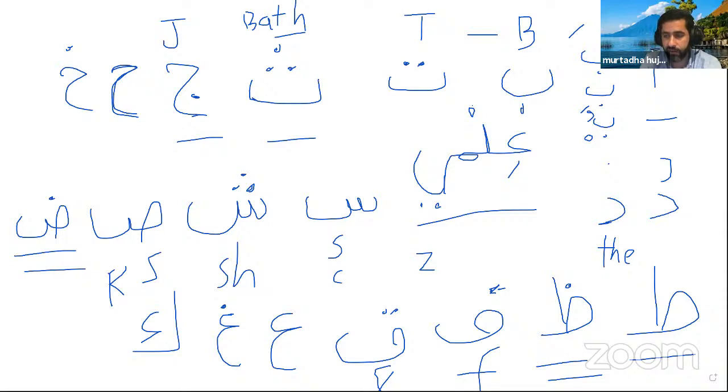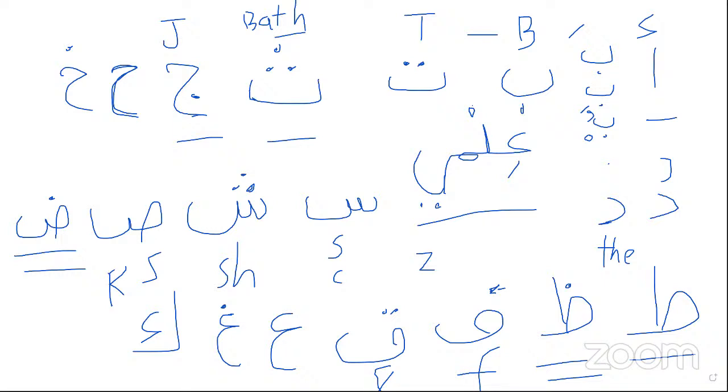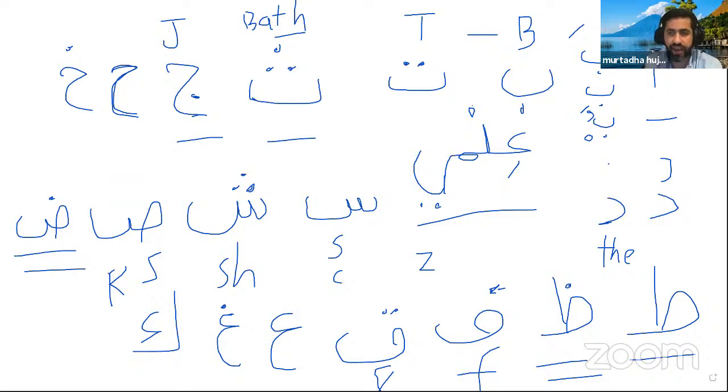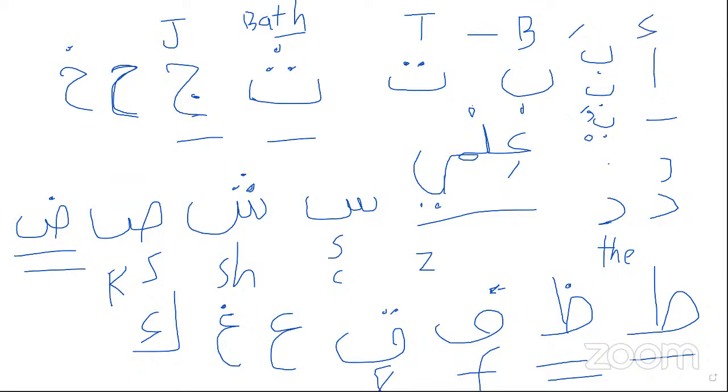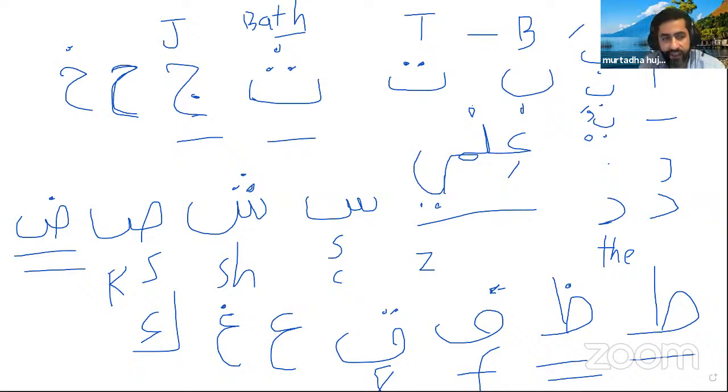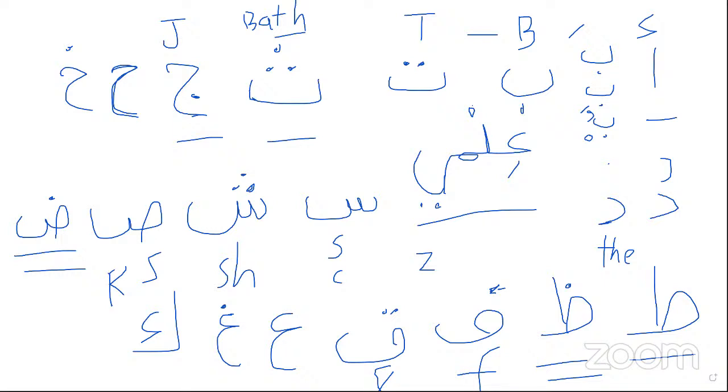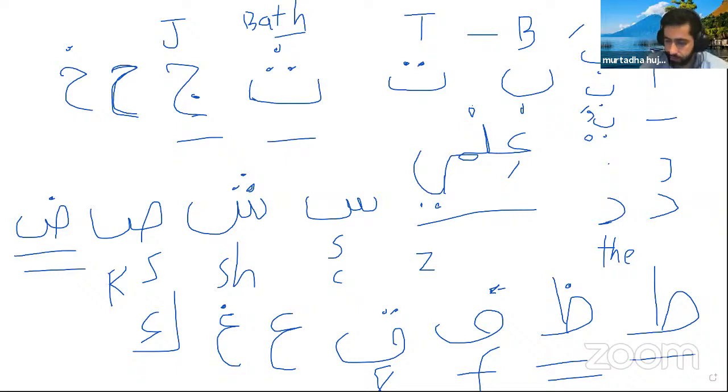Kamil means perfect. Kursi is chair. Kalam is speaking, speech. Karih is ugly. Khalil. So you can see many words with Kaf, huh?